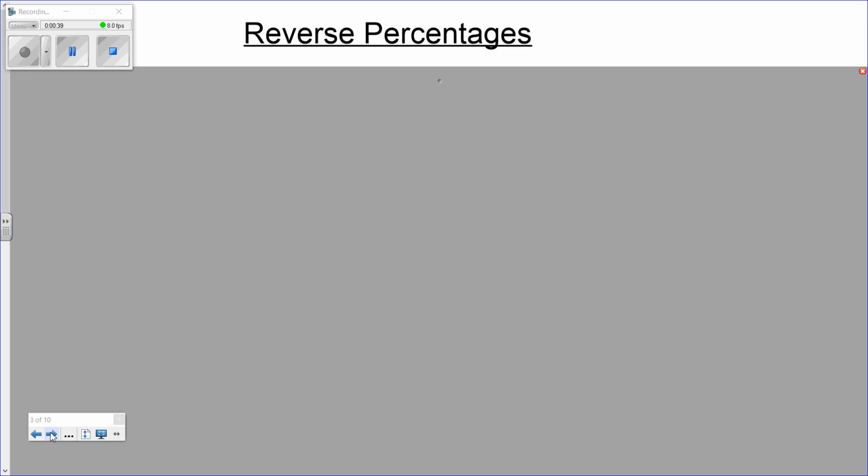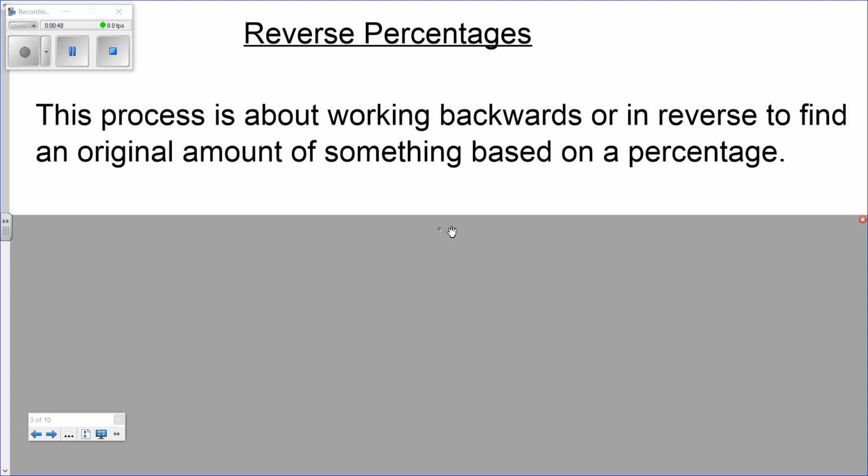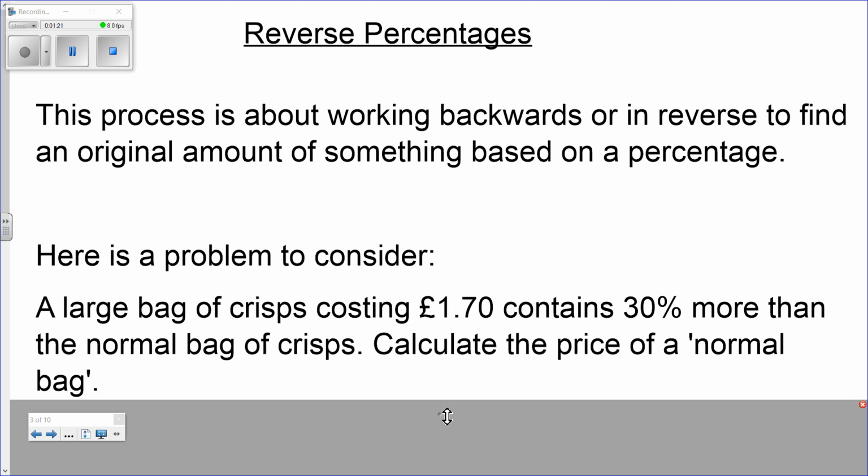Okay, so first of all, we need to know what is this process? What does reverse percentages actually mean? So the process is about working backwards, as the name would suggest, or in reverse, to find an original amount of something based on a percentage. So rather than looking for the value at the end after a percentage increase or decrease, we want to know what was the value to start with. So we are given the end value and given the percentage, and we want to know what was the value to start with.